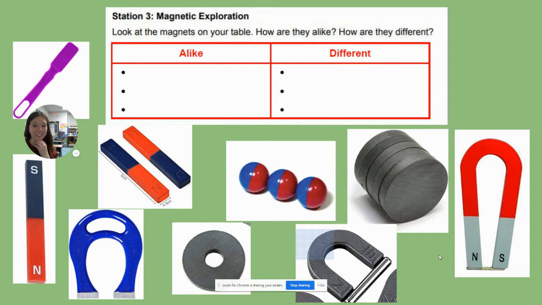All right, we are on to differences. You should already have filled out your 3 things that are alike. Now we are on to different. How are these magnets different from one another? Try to think of 3 things.